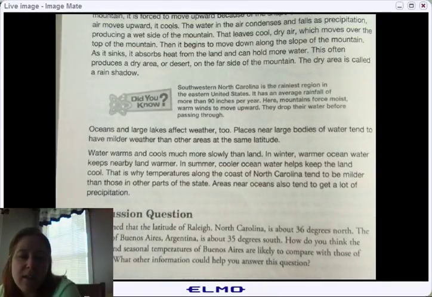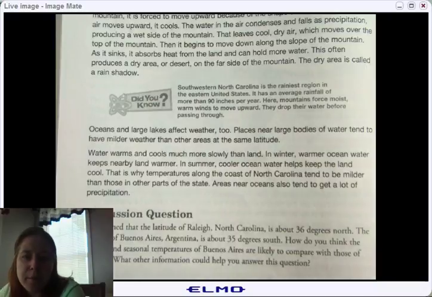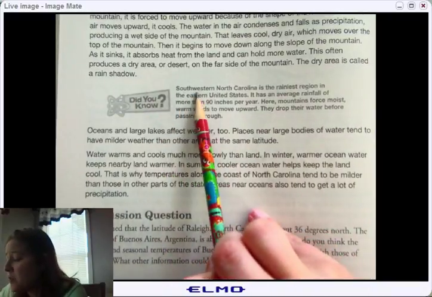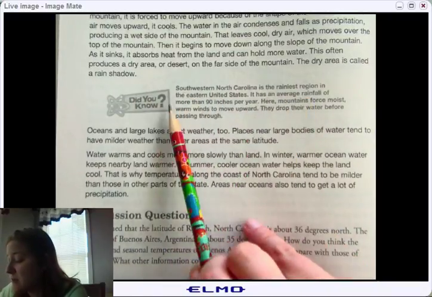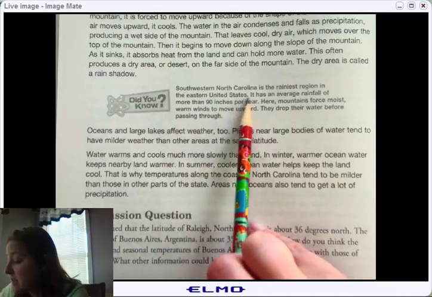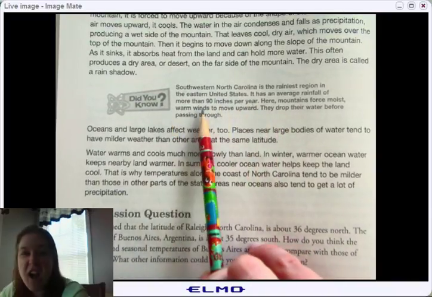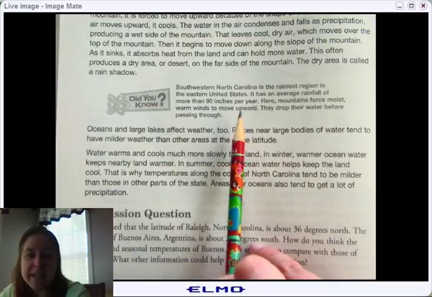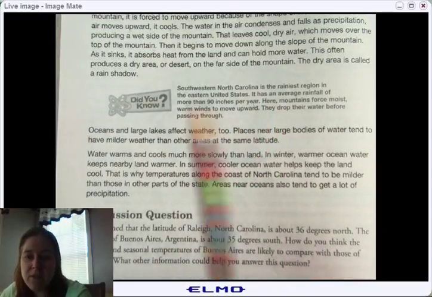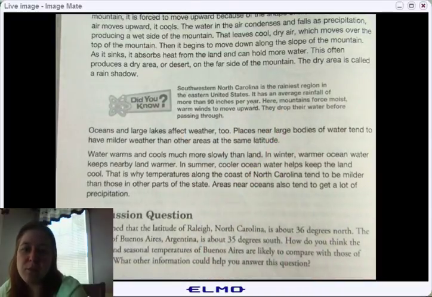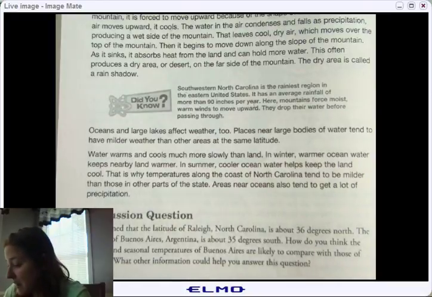Oceans and large lakes affect weather too. Oh, hold on. Did you know southwestern North Carolina is the rainiest region of the eastern United States? It has an average rainfall of more than 90 inches per year. Wow, I didn't know that. Here, mountains force moist, warm air to move upward. They drop their water before passing through. So I didn't know that.